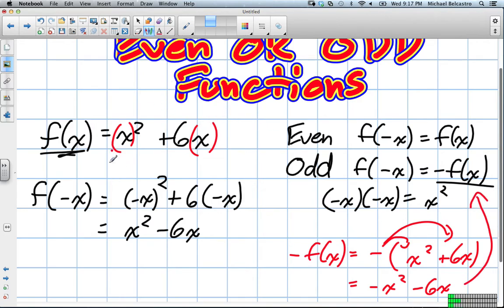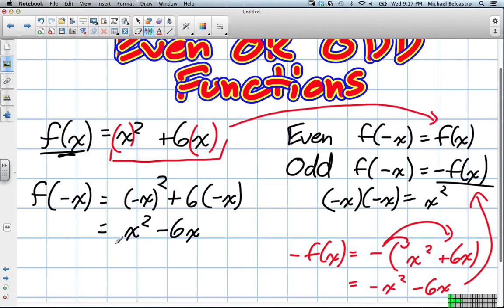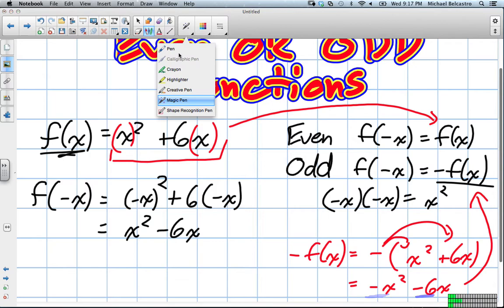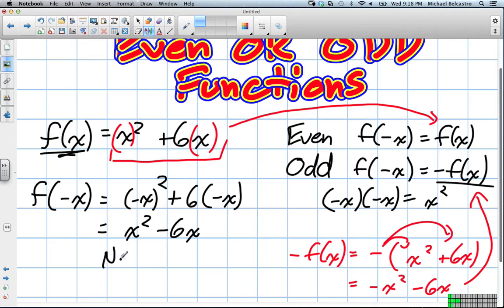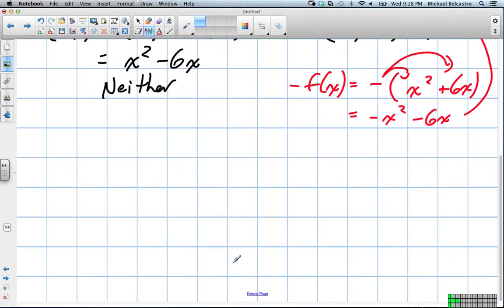If we ended up with this function here, this would be the equivalent of even. But if you notice, this is positive and this is negative. That's neither what we started with, nor is it a complete negative of the function, because for the complete negative, both of the terms had to be negative. So in this case, this is neither even nor odd. Does that somewhat make sense? Okay, so we have neither here. E-I-T-H-E-R. Spelling neither.